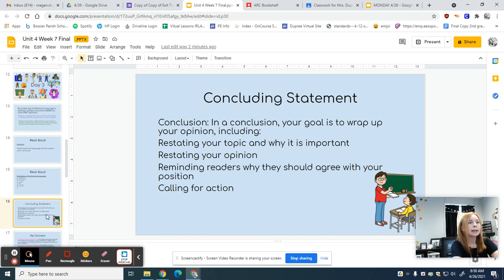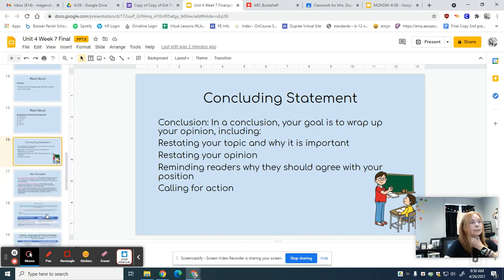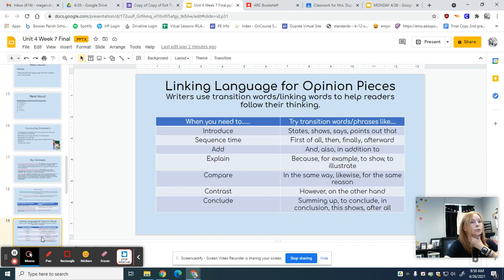So I could make a concluding statement based off my opinion by saying, as you can see, doctors require many tools to complete their jobs. So I am restating my opinion, right? And there's some different phrases, and we'll go over that in just a minute because I also want to look at our linking language, and I want to talk about the different phrases that you could use.